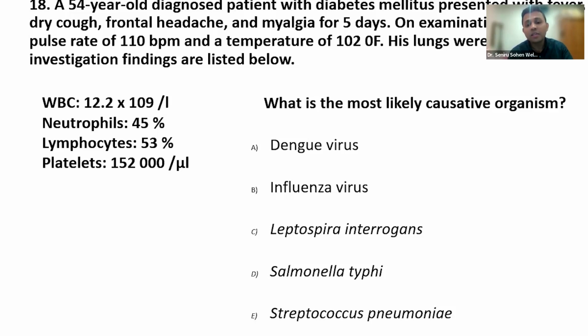And Streptococcus pneumoniae would classically cause lobar pneumonia. Because of that, this patient's lungs being clear, the patient having other symptoms, and the patient having a high lymphocytic count is against Streptococcus pneumoniae. So the correct answer would be B, influenza virus.